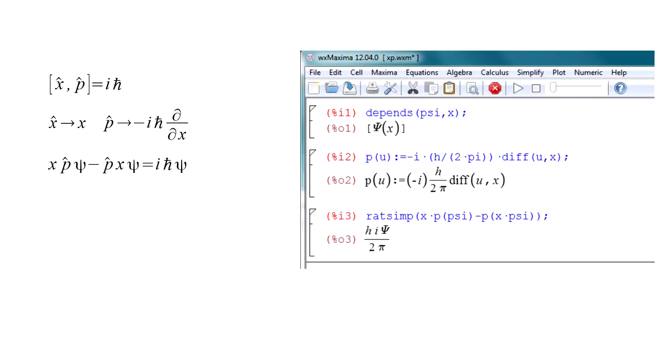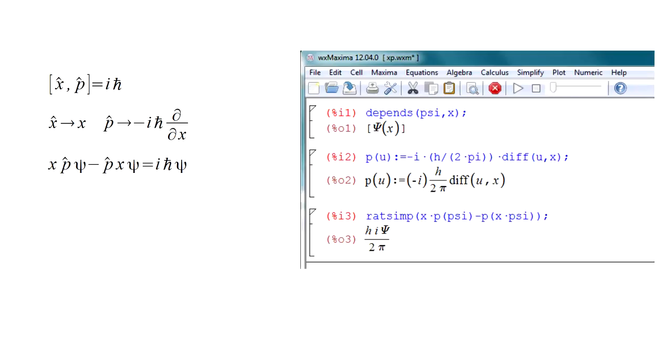And then we define the momentum operator. P operating on some wave function u is defined to be minus i times h over 2 pi, which is h bar, times the slope of u in x, or the differential of u over the differential of x, or the derivative of u with respect to x. Anyway, this notation we use in Maxima is diff u comma x.